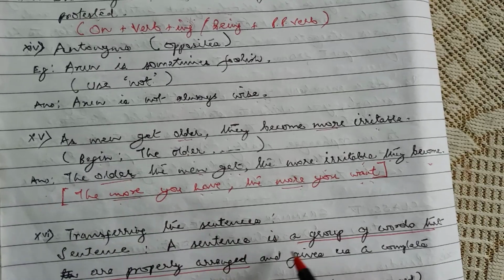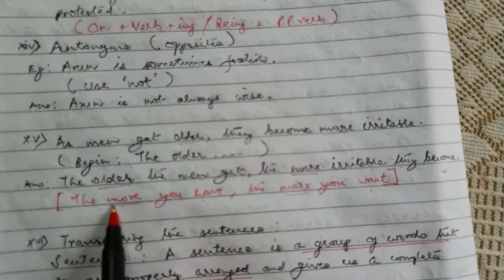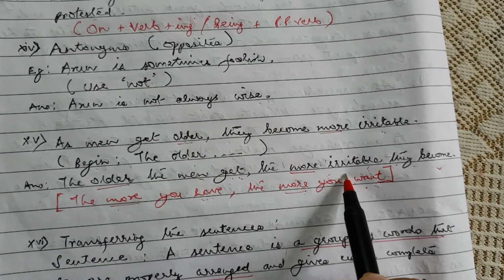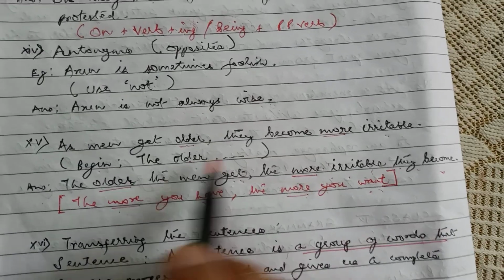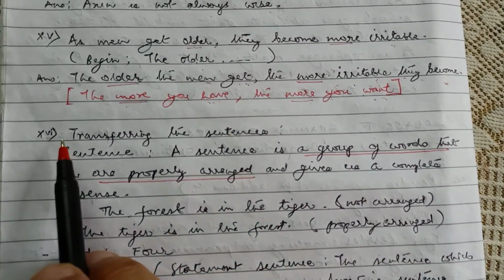So older is a comparative here. More here is another comparative. So in this formula you have changed: The more you have, the more you want; the older the men get, the more irritable they become. So this is what is tested. Okay. Now move on to the next one, 16.